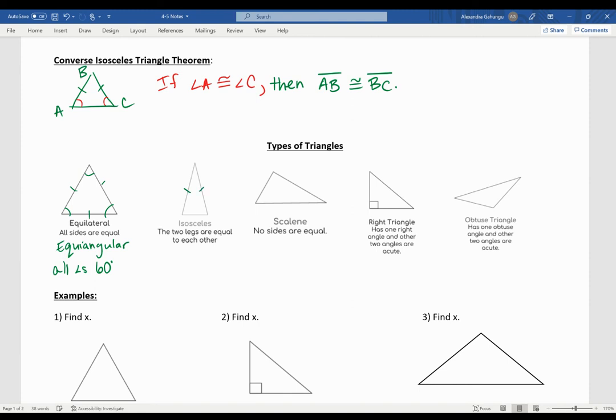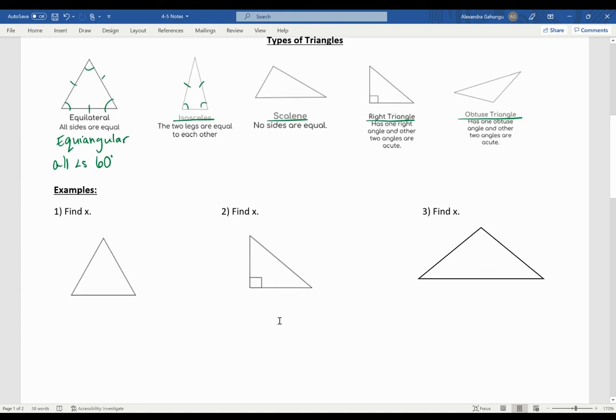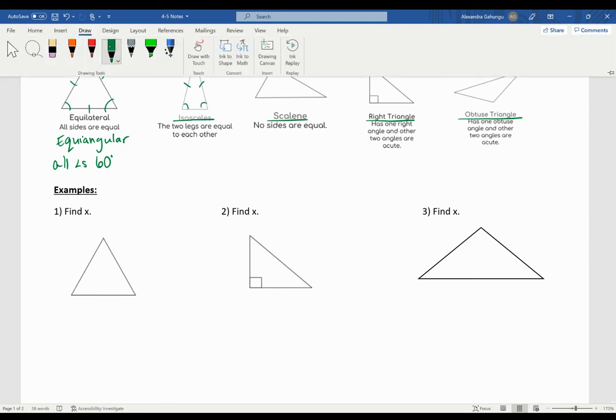Our isosceles, we just talked about those. Got our two legs, and then we're also adding in that our base angles are congruent. Scalene, no sides are equal. That also means that no angles are the same in our scalene triangle. Right triangle, we've got a right angle. And then obtuse, we've got one obtuse angle. You can't have two obtuse angles because then it would be over 180. Now on to our examples. Let's get into it.